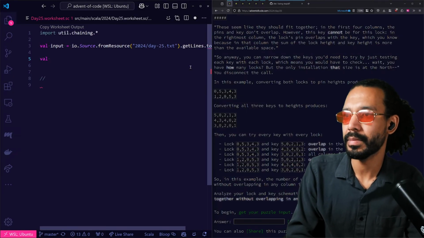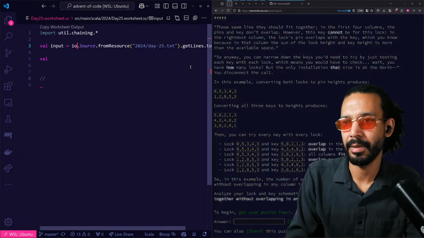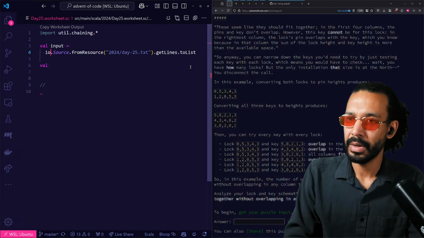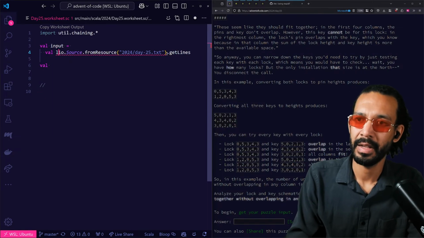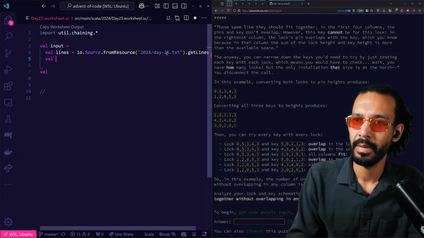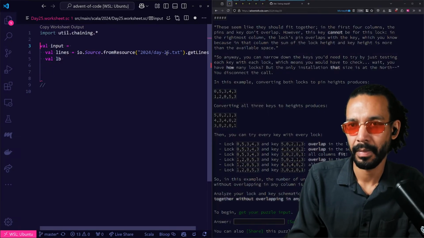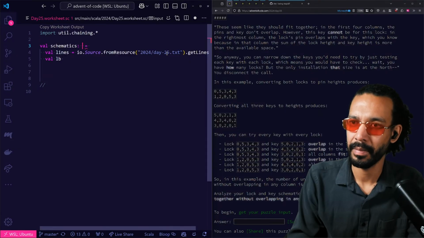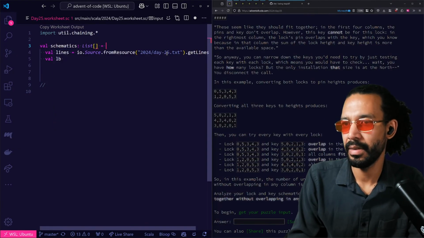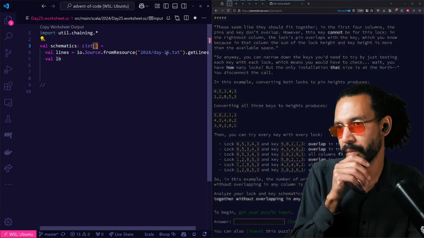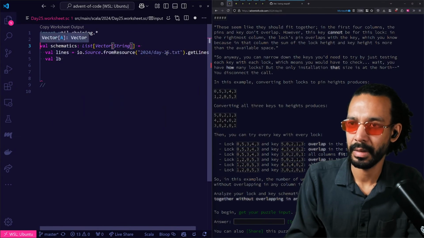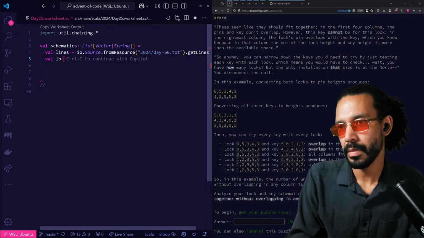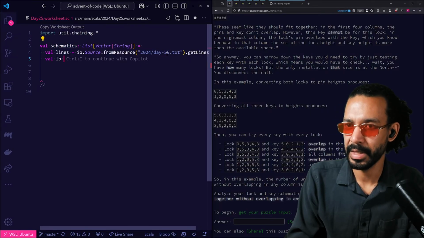Okay, so schematics, I'm gonna do this. Lines is an iterator. Val lines equals that. Could do a list buffer. We'll call this schematics. And this is a list of, we'll just do the raw grids. So vector string. Or something like that, we'll see.